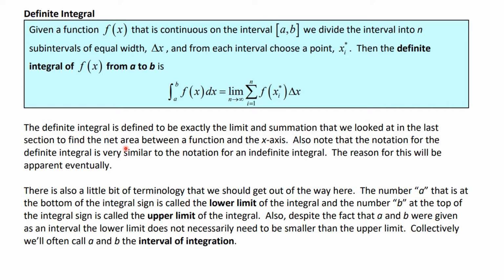Note also that the notation for the definite integral is very similar to the notation for an indefinite integral. The only thing is we have definite limits of integration. That will become clear why we use this notation later. We also call the number a at the bottom the lower limit of the integral, and the number b is called the upper limit. Despite the fact that a and b were given as the interval, the lower limit does not necessarily need to be smaller than the upper limit. We'll see that later today. And collectively, we'll call the interval from a to b the interval of integration.